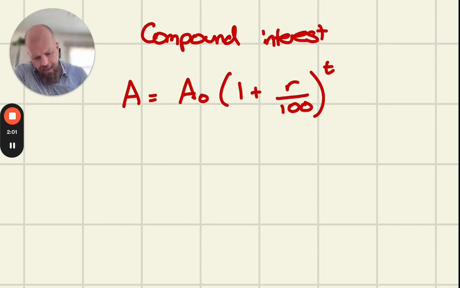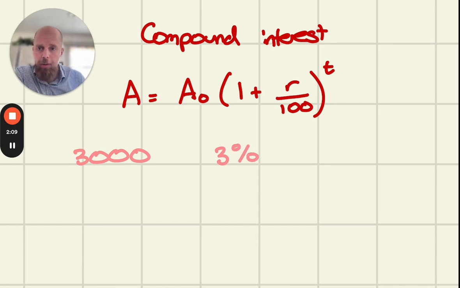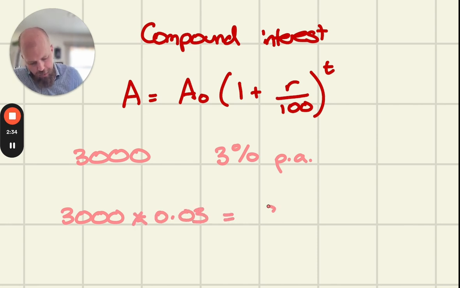Now, let's say that we invest $3,000 in a bank account, and the bank account pays you 3% compound interest. You may even see the words per annum or PA, and that means per year. It's compounded once a year. Over the course of the year, the bank will give you 3% interest. So in the first year, if you wanted to calculate it, we'll do 3,000 times 0.03, and that gives you $90. That's the interest they pay you in the first year.